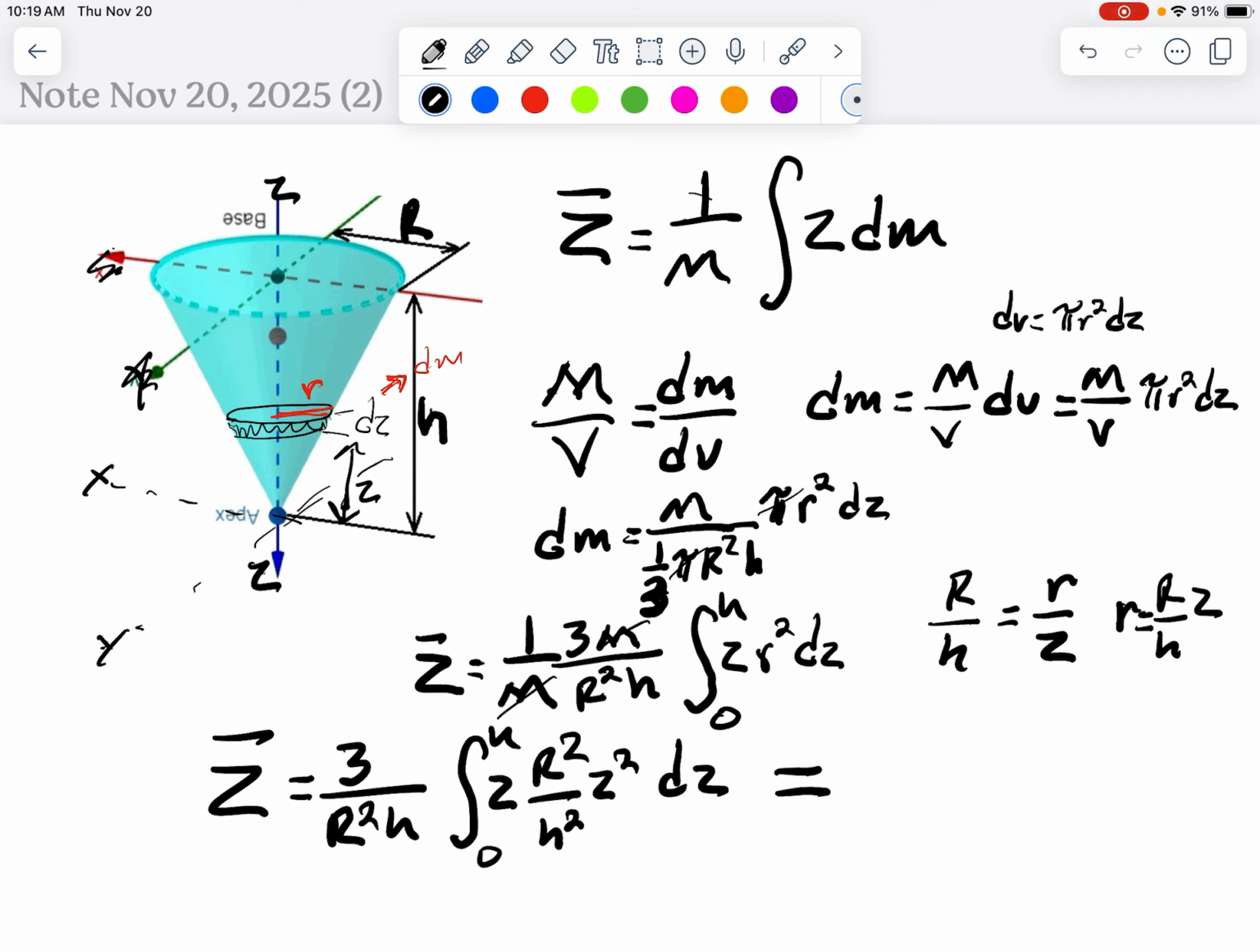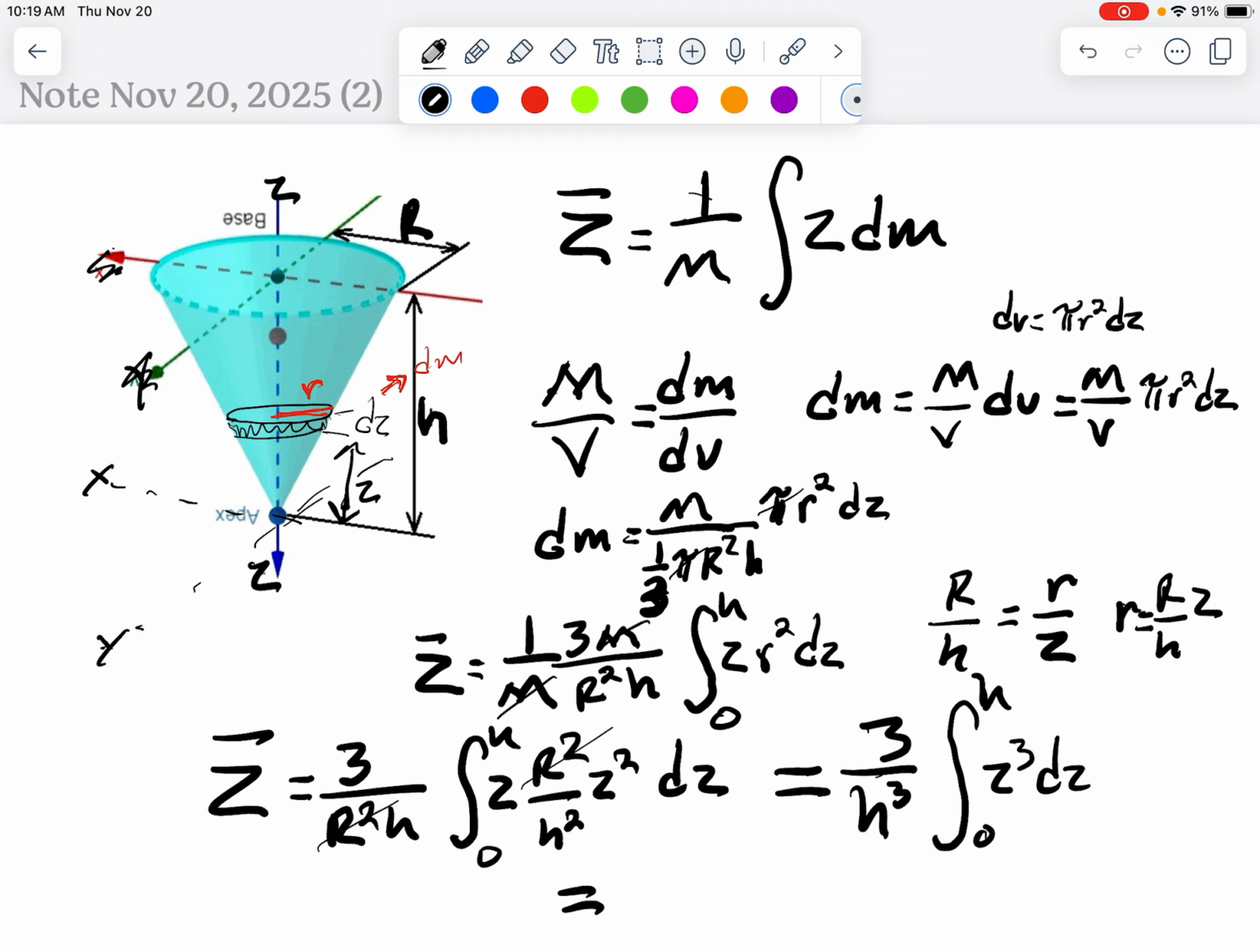All right, not a big fan of the long lines of equal signs, but we're going to do it here to save space. We've got some things that are going to simplify. Like that capital R squared is going to cancel that R squared. This h squared is coming out to make it h cubed. So we're going to get 3 over h cubed, integral of z cubed dz from 0 to h. All right. Looks like we're good. That's a pretty easy integral to evaluate.